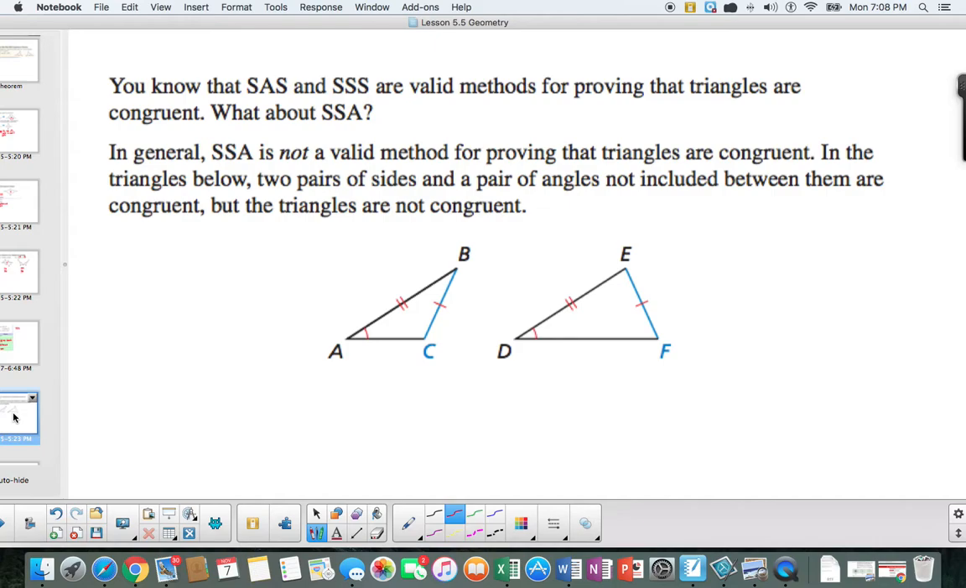Okay, you know that SAS and SSS are valid methods. What about SSA? Here they're saying SSA is not a valid method, and this is a demonstration of why. This is a counterexample. Notice you have side, side, angle. And notice over here you have a side, side, angle. But unfortunately, this angle right here is not the same size as this one out here.